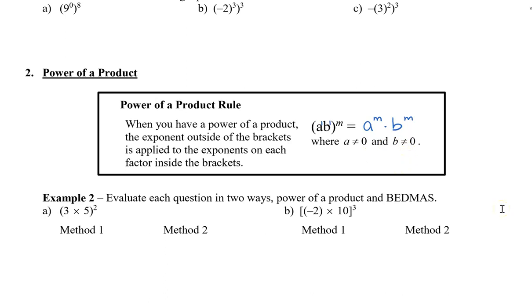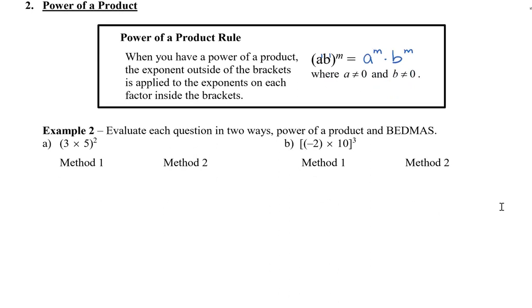Now, what I want to do next is to evaluate each of these examples in two different ways, using the power of a product rule, and then also showing you BEDMAS, and then we're going to compare the two answers. So method 1 is we're going to use the power of a product. We can see that we have two bases, 3 times 5, all surrounded by the brackets with an exponent of 2 on the outside. So this is 3 to the power of 2 times 5 to the power of 2.